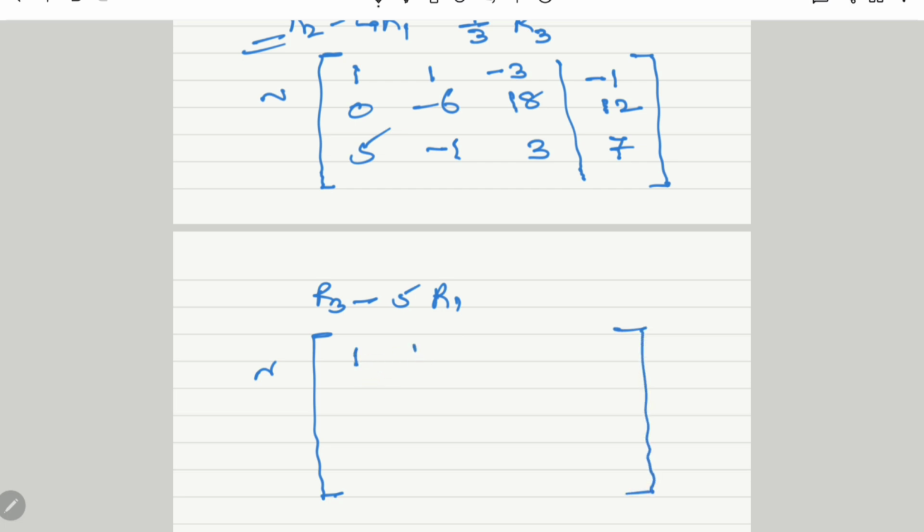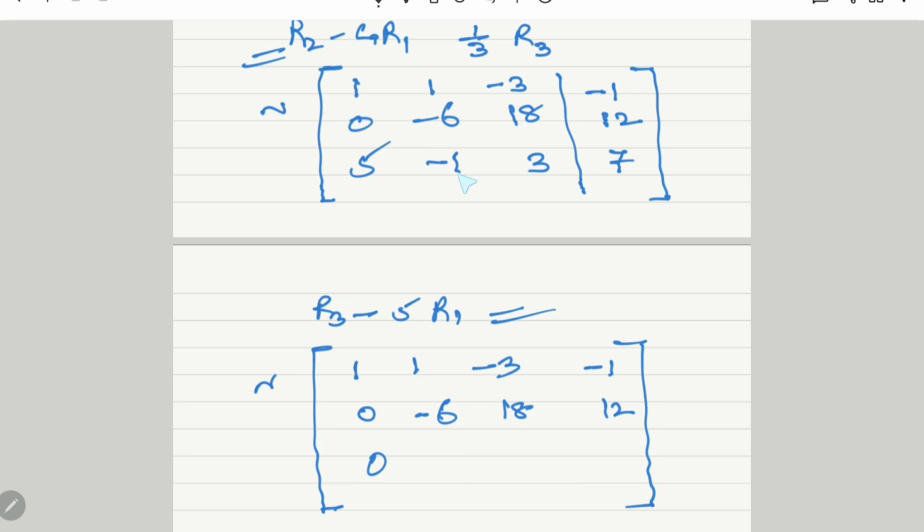First row no change, 1, 1, minus 3, minus 1. Second row no change, 0, minus 6, 18 and 12. Changes in third, R3 minus 5 R1: minus 1 and minus 5 we get minus 6. Then 3 plus 15 we get 18, and 7 plus 5 we get 12.